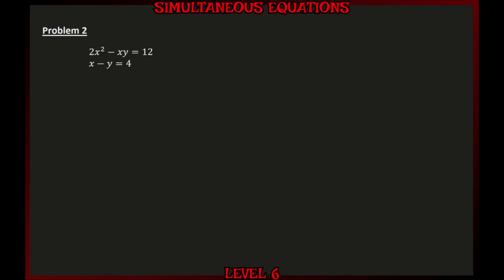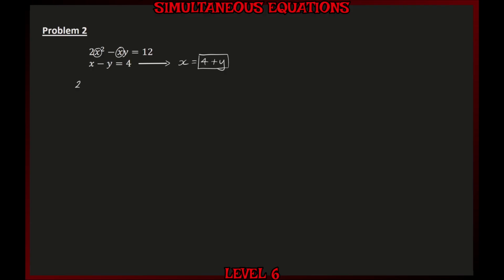So looking at the second equation, which looks like the easiest one to use, we can actually just add y to both sides of that equation. And on the left, this just becomes x because the minus y and the plus y cancel out. And on the right, we have 4 plus y. And so we now have x as a subject. And this means that we can take 4 plus y, and in the first equation, wherever we see an x, we can replace that with 4 plus y.